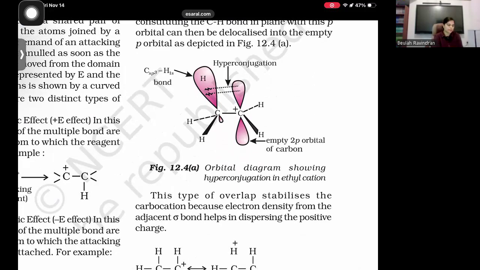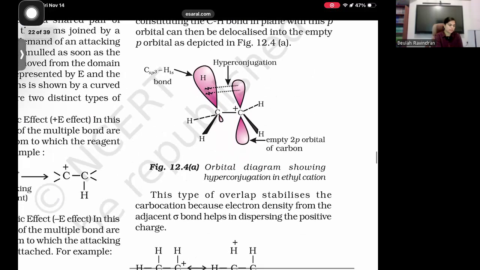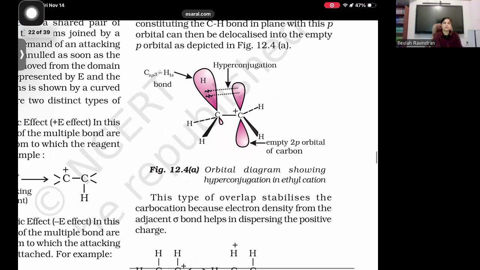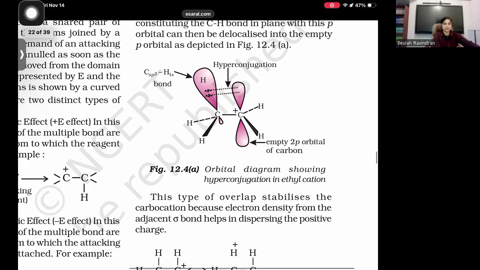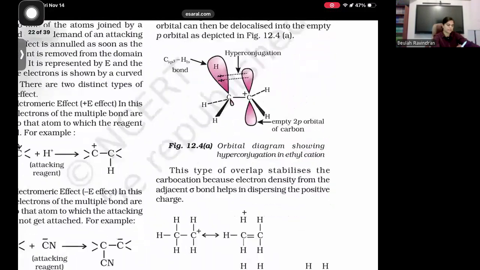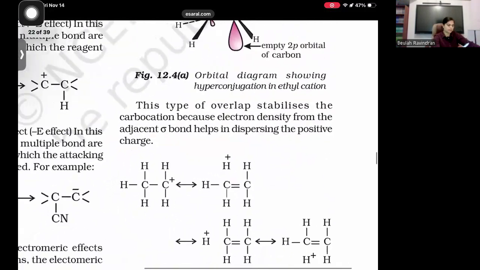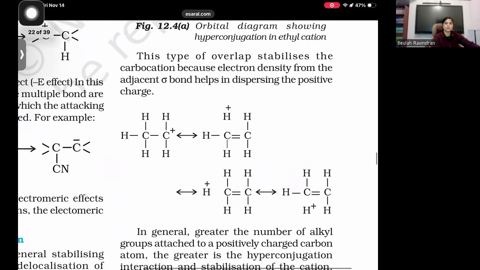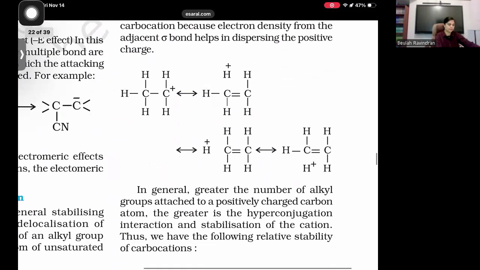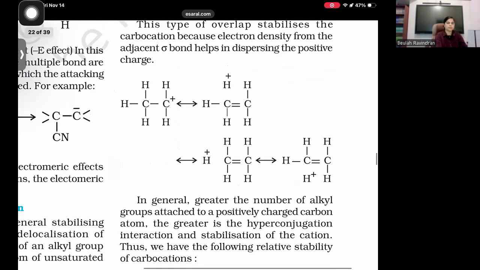an orbital diagram showing hyperconjugation in the ethyl cation. See, this is hyperconjugation. Okay. The interaction between pi electrons and this alpha electron with the nearby C-H bond, like this. The types of overlap. Okay. So alpha carbon with hydrogen. So this is the alpha carbon. Okay. So I can explain this.